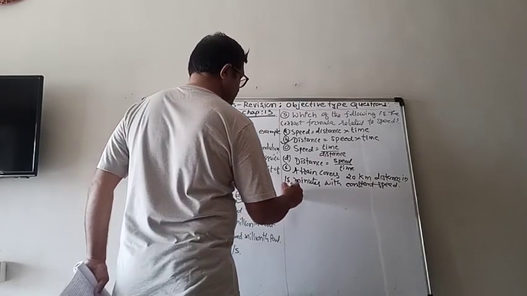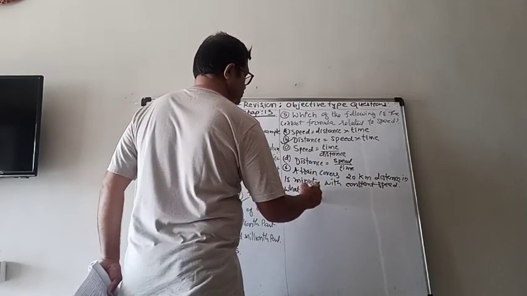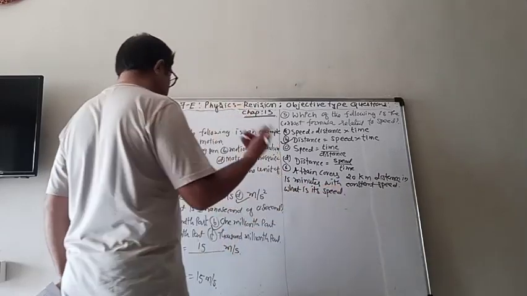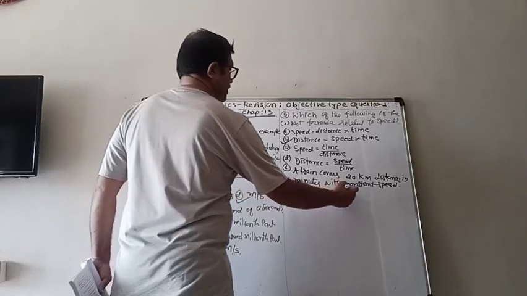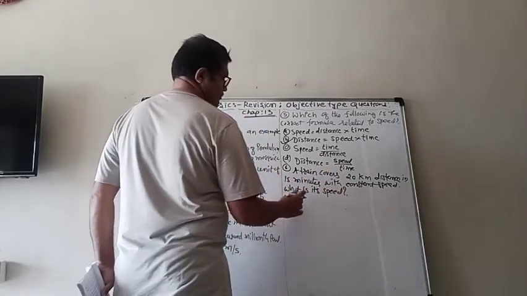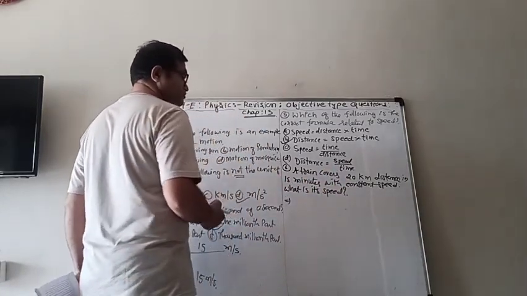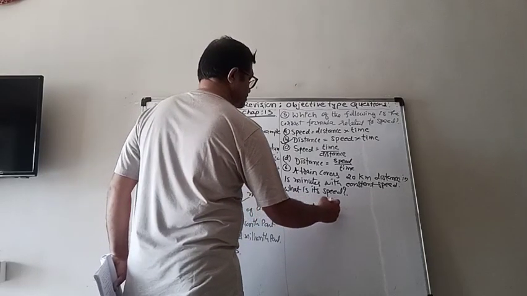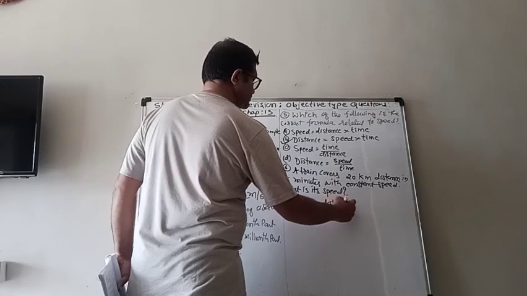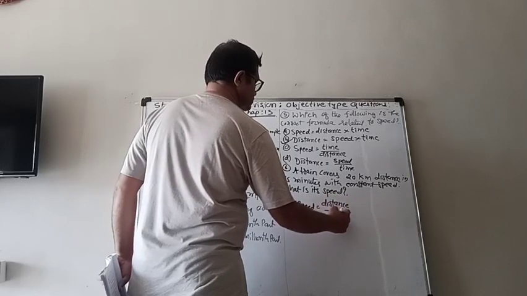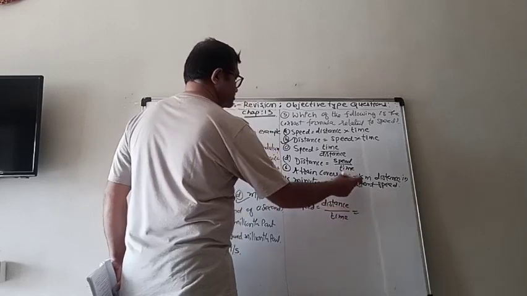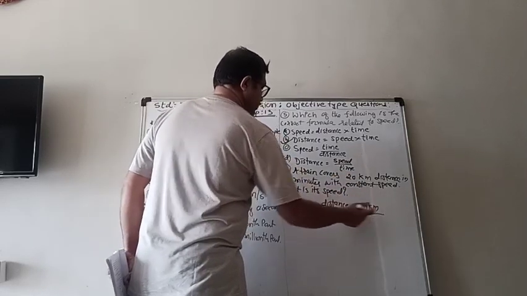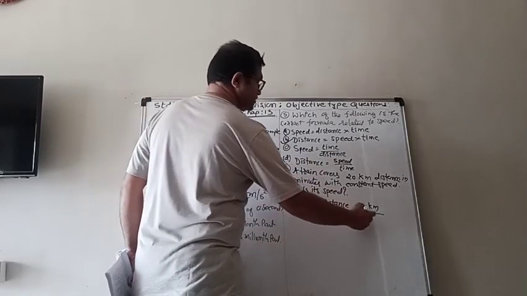What is its speed? Here also it is a sum, so I am not giving you the options, but we will do the method. We know that speed is equal to distance divided by time. How much distance is covered? 20 kilometer. What is the time taken? 15 minutes.